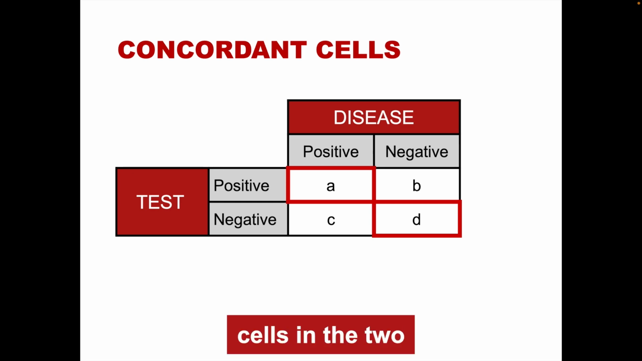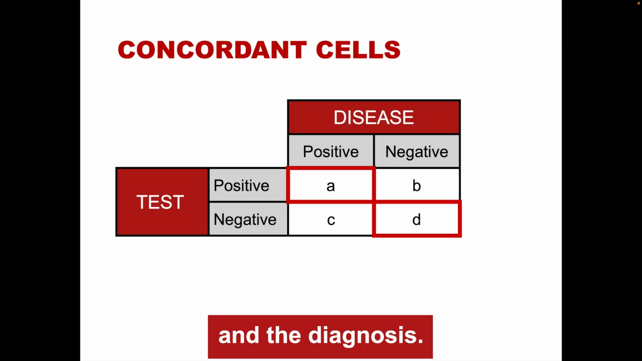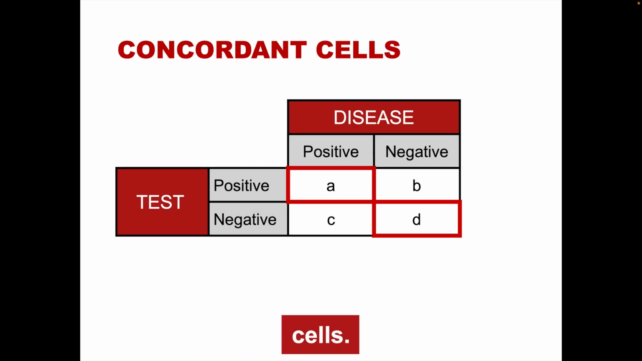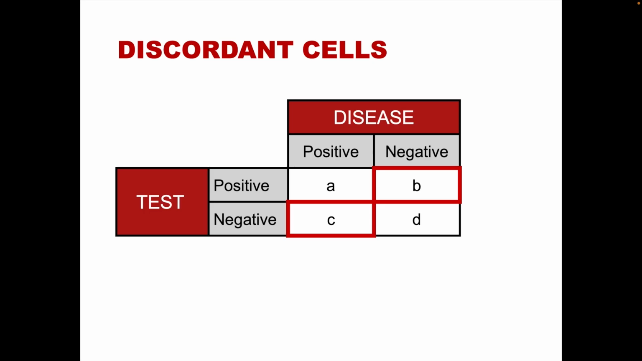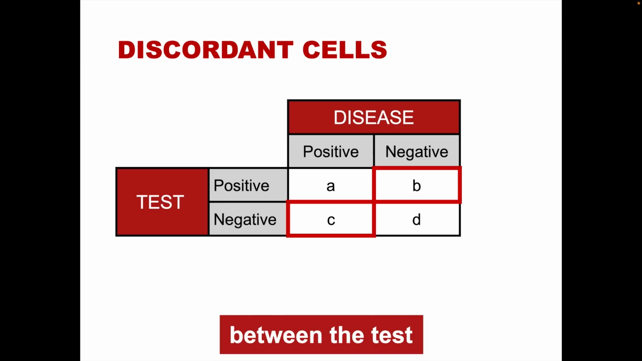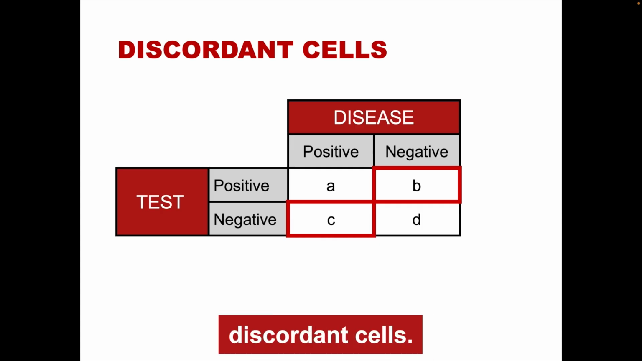The concordance cells in the 2x2 table represent agreement between the test and the diagnosis. We want most of the data to be in these concordance cells. The discordant cells in a 2x2 table represent disagreement between the test and the diagnosis. We want very little of the data in these discordant cells.